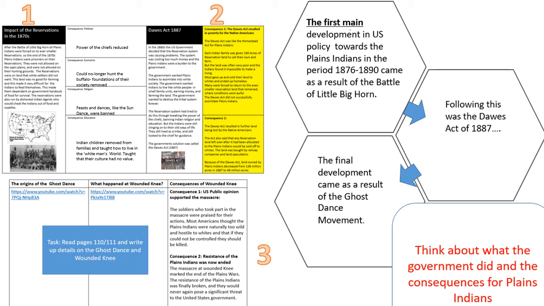So what you need to do, using my starter sentences, using the information located at 1 for the start, 2 for the middle, 3 for the end, put together our narrative of the US policy towards the Plains Indians 1876 to 1890. On the next slide, I'll just go through the connectives that you need to include to make sure you hit the best marks.